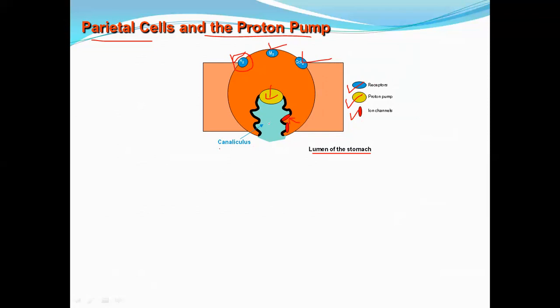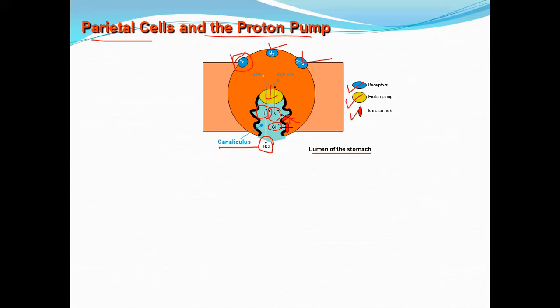Here, this color is the canaliculus. Potassium is present in this canaliculus, along with chloride ions. This is an influx and efflux of potassium ions through these ion channels. If you see this black arrow, it indicates the proton pump, the H plus K plus pump, with influx of H plus and K plus through this pump. From the chloride ions and the H plus ions, the gastric acid juice, that is hydrochloric acid, is made.